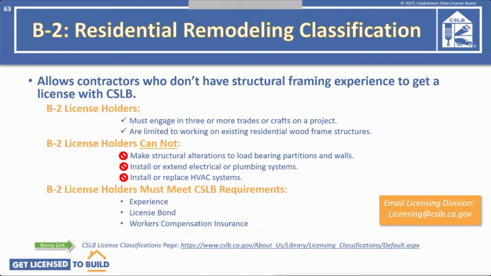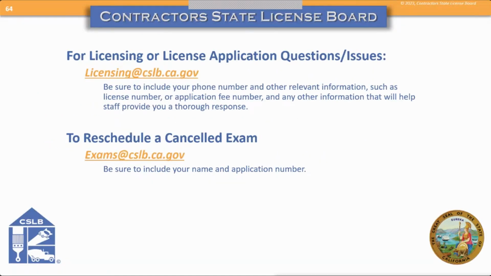If you have any other questions about your application, we encourage you to drop an email to our licensing division. Here's the email address: licensing@cslb.ca.gov. Again, that's licensing@cslb.ca.gov. If at some point you need to reschedule your exams, you can get that process started by dropping an email to exams@cslb.ca.gov. We've also put together a list of available resources for women considering a career in construction.